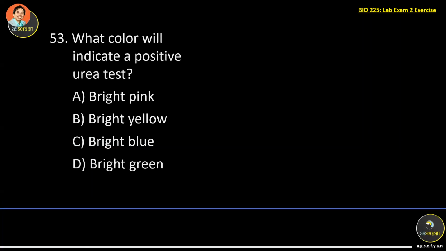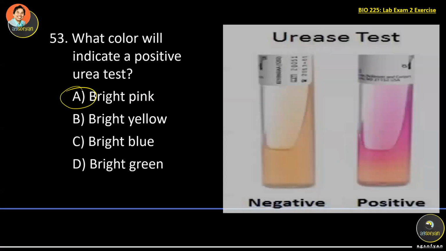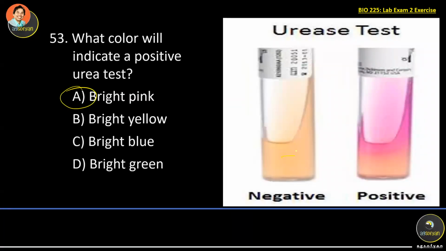So when the pH changes, then the color will change from negative to positive. Now, what is the positive color? That's the question. What is the positive color for this urea test? Yes, the color is bright pink. Okay, so negative is kind of yellow, and when it's bright pink, it's positive. It means that the bacteria has urease, able to hydrolyze the urea into ammonia and carbon dioxide.